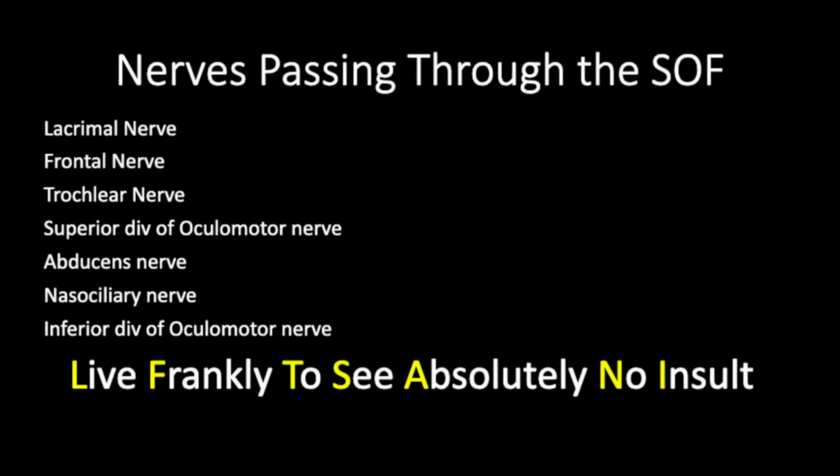Okay, so the nerves passing through the superior orbital fissure are the lacrimal nerve, frontal nerve, the trochlear nerve, the superior division of the oculomotor nerve, the abducens nerve, the nasociliary nerve, and the inferior division of the oculomotor nerve. You can use this memory aid to remember those nerves. So, "Leave frankly to see absolutely no insult." Okay, you can just review this later on.